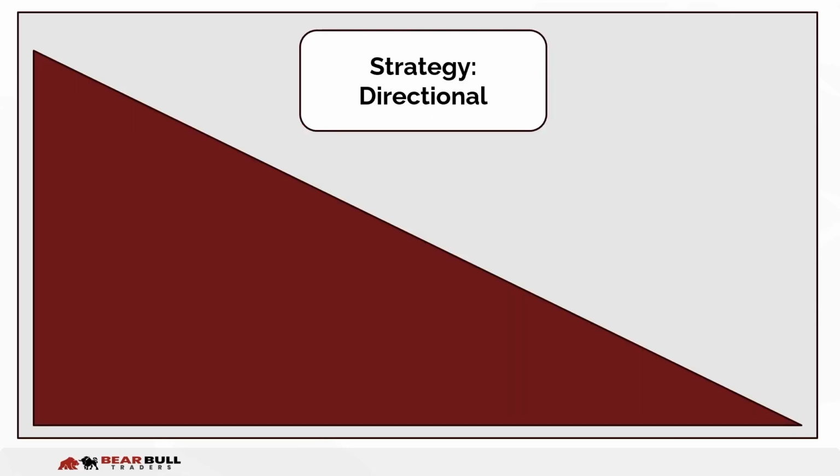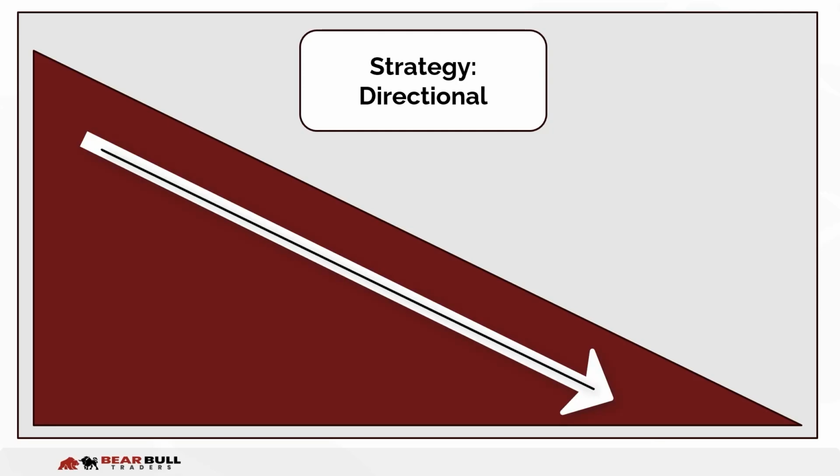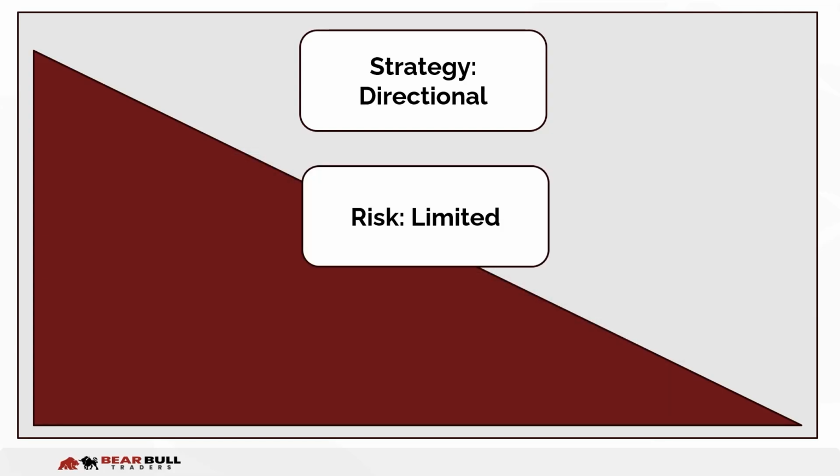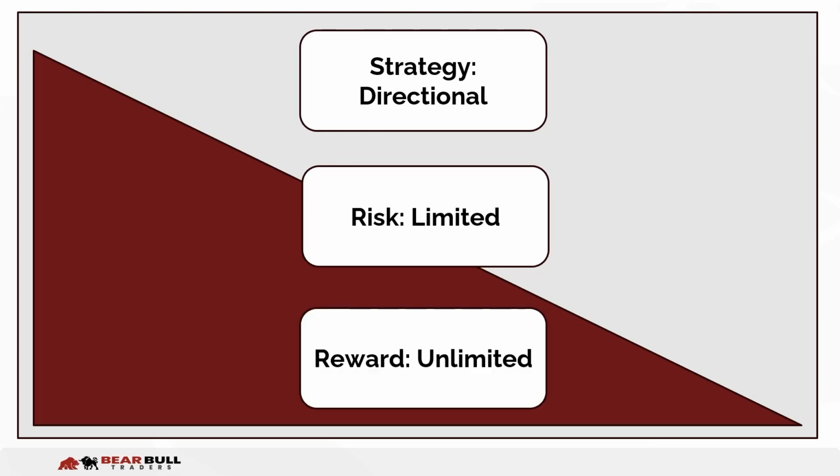The long put strategy falls under the umbrella of directional plays. If you believe a stock will sell off, this strategy is well suited for that. Not to be confused with taking a long position in equities, a long put simply means you are buying a put expecting a move lower. The beauty of the long put lies in its limited risk, while having a potential reward that is virtually unlimited, promising significant returns when executed correctly.